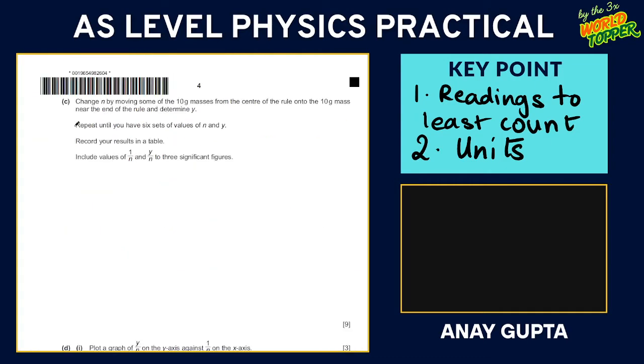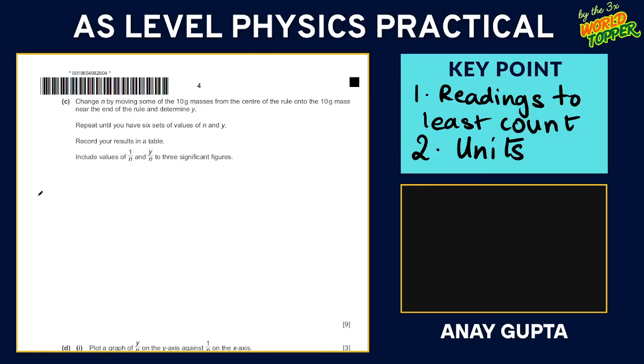Next question. Change n by moving some of the 10 gram masses from the center of the rule onto the 10 gram mass near the end of the rule and determine y. Repeat until you have 6 sets of values of n and y. Record your results in a table. Include values of 1 by n and y by n to 3 significant figures.